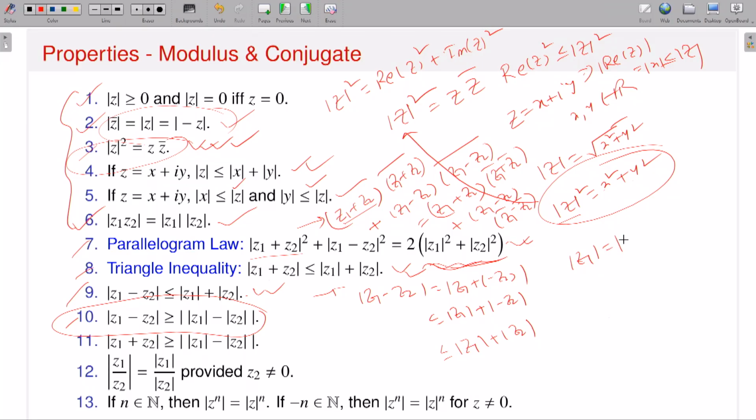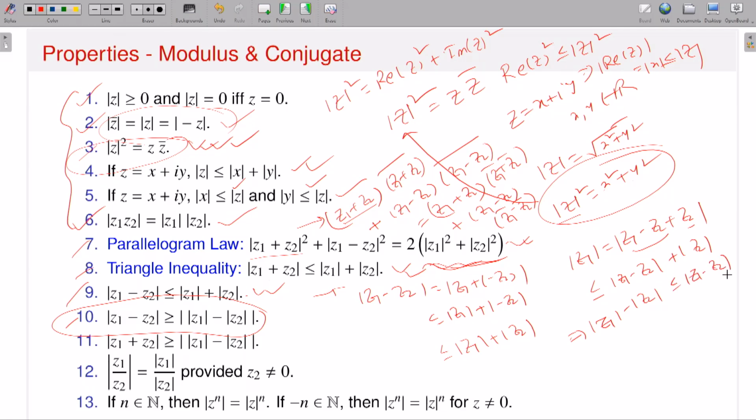I can say that this is the same as z1 minus z2 plus z2, because z2 will get cancelled. Now you see, this is one complex number, this is one complex number. So now use the triangle inequality. Modulus of z1 plus z2 is less than or equal to mod z1 plus mod z2. So therefore this is less than or equal to mod z1 minus z2 plus mod z2. Clear? Then you take mod z2 to the left hand side. So therefore you have mod z1 minus mod z2, which is less than or equal to modulus of z1 minus z2.